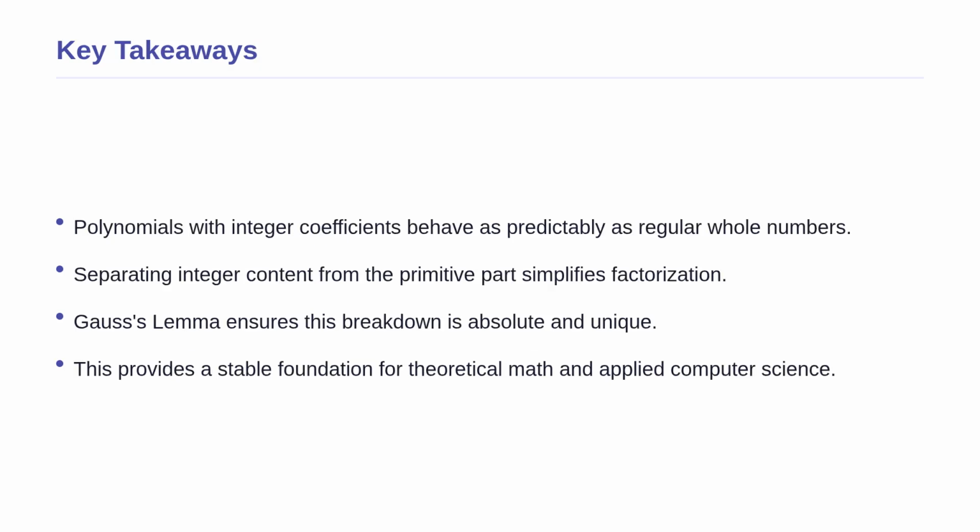We have covered a lot of ground today, so let us summarize the most important ideas. First, unique factorization in polynomials with integer coefficients is the mathematical guarantee that these algebraic expressions behave just as predictably as regular whole numbers. Second, by separating a polynomial into its integer content and its primitive algebraic part, we can systematically break it down into irreducible components. Finally, thanks to Gauss's lemma, we know this breakdown is absolute and unique. You have now seen how these abstract building blocks provide a stable foundation for both theoretical mathematics and applied computer science. Excellent work today.